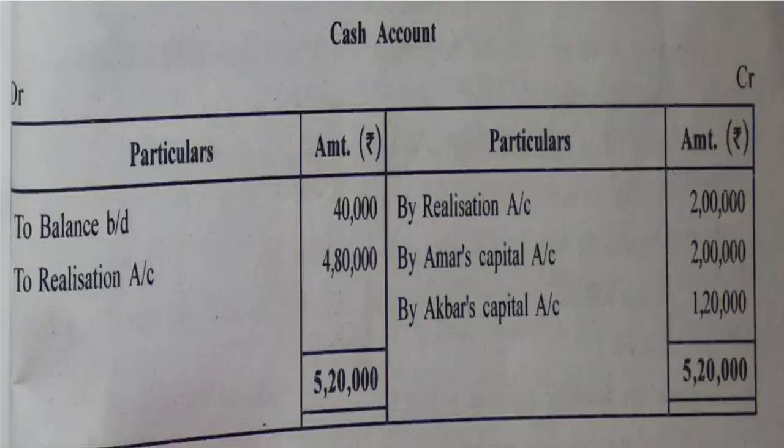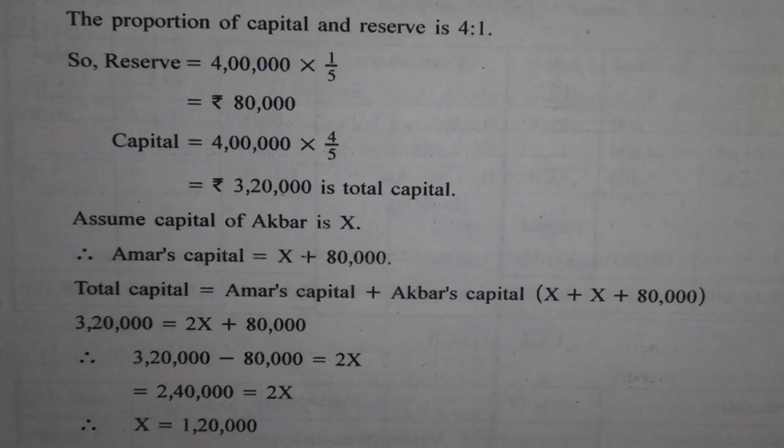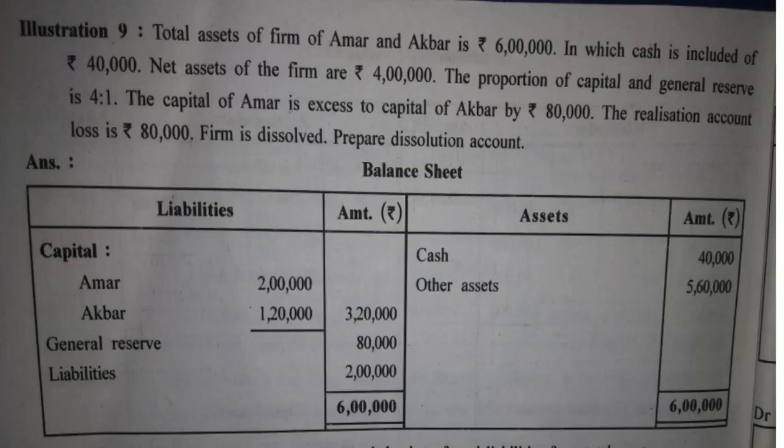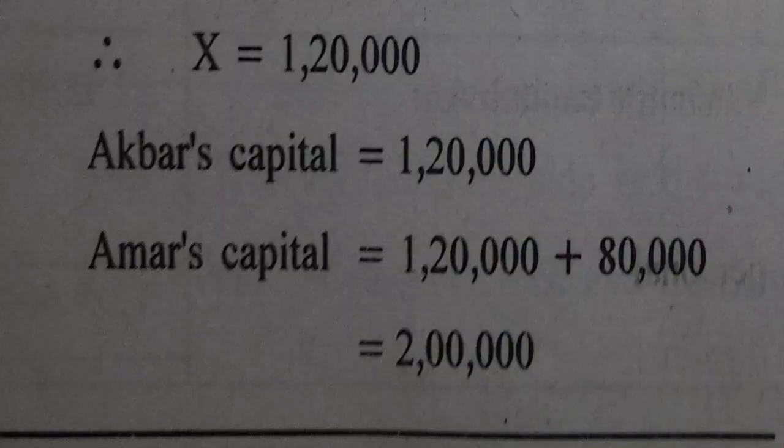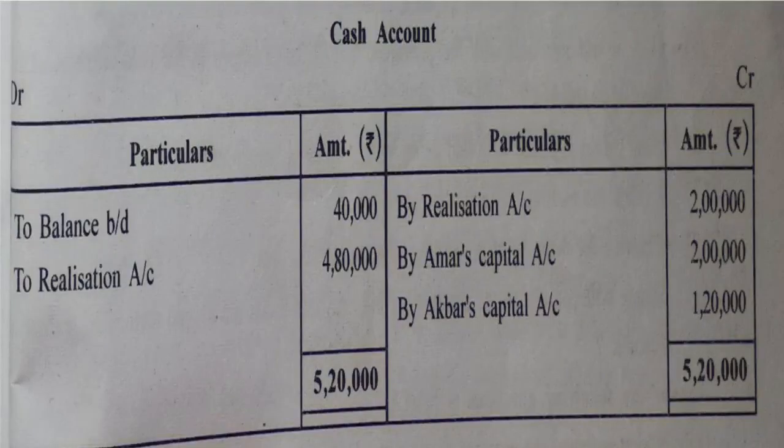So the next account and the last account of this sum is the cash account. As per the rules, obviously you will write down to balance brought down 40,000, the opening balance. This is given in the question and we have written it in the balance sheet. Just the way you have written the opening balance of capital, you are supposed to write down the opening balance of cash.